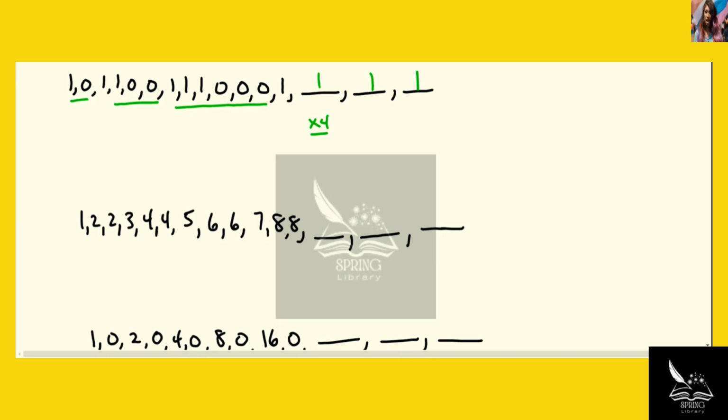Now, for all of these, we could certainly go farther. If I kept going, I would now have 4 zeros. But since we only need to find 3, we're going to be stopping right here. Now, next sequence.